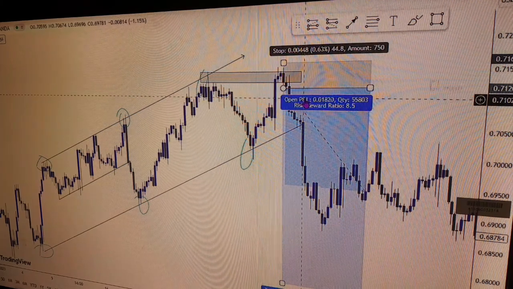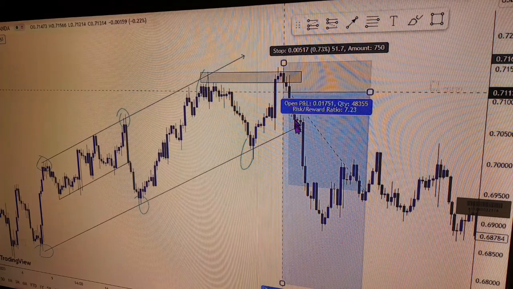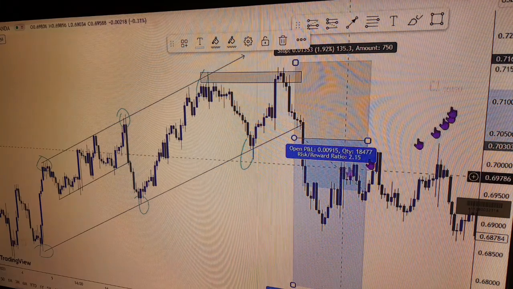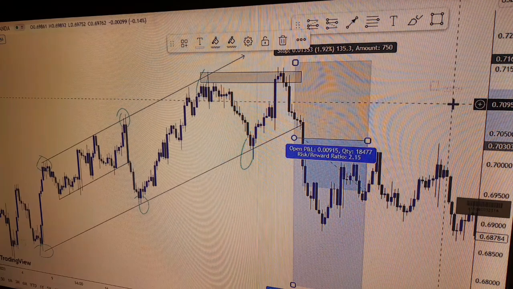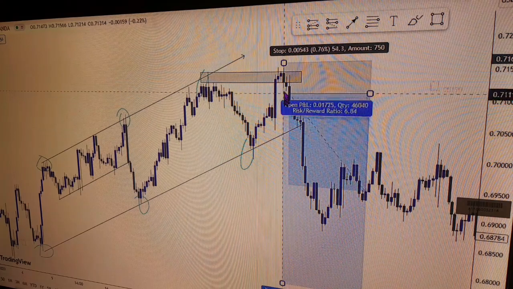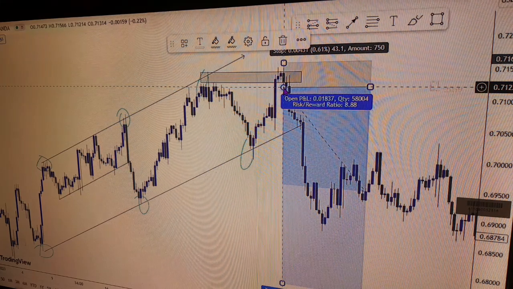Here we have 1:8 risk to reward. Let's say you enter at the breakout, right? When you enter the breakout, look what you have. You have 1:2. You have a low probability trade. That's why I always advise people, please make sure that you master your sniper entries to get more profitable trades.